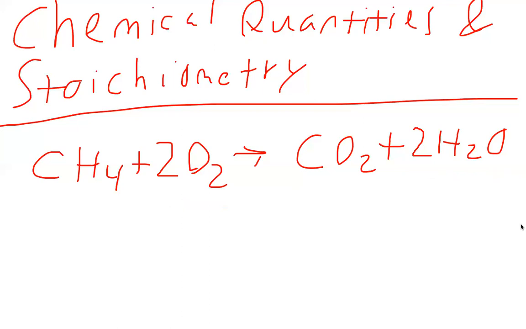On the left side, we have 1 carbon. On the right side, we have 1 carbon. On the left side, we have 4 hydrogens. On the right side, 4 hydrogens. On the left side, 4 oxygens. On the right side, 4 oxygens. So that's a balanced chemical equation. All right, so we've kept track of all of the atoms.